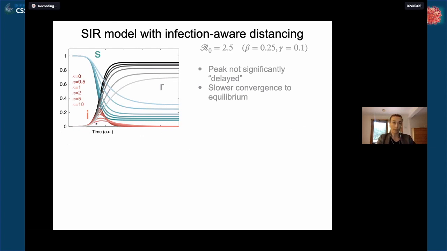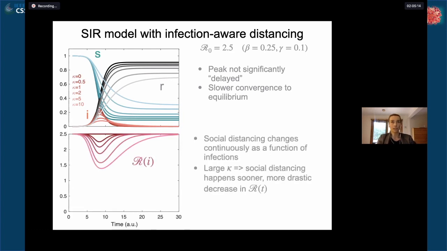So the duration of the infection is much longer, depending of course on the parameters you take. Let's look at the reproduction number. That is time varying. So it's not a constant reproduction number. It depends on the number of infections, and the larger kappa, so darker here means kappa equals 0, the nominal case. And then for increasing kappa, you go down. It goes down to a little bit above 1 in this case, because I only limited kappa from 0 to 10. So social distancing changes as a function of infections, and a large kappa means that social distancing happens sooner and you have a more drastic decrease in R.